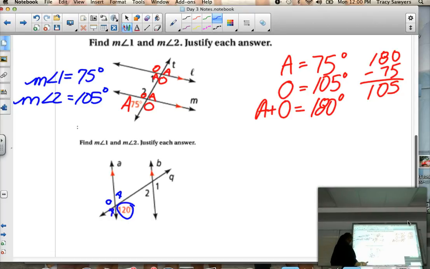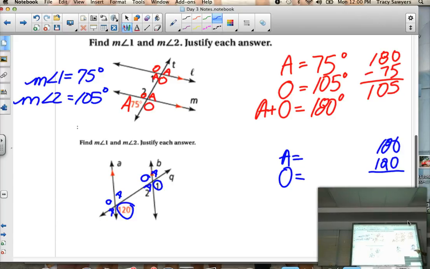Okay, what goes here? Look at its corresponding angle. Thank you. Corresponding angles are congruent. So my A's are equal to what, people? 60. Well, let's figure it out. Why 60? Because 180 subtracted by 120. Thank you. 180, subtracting what they gave us, which is 120, leaves me with 60.